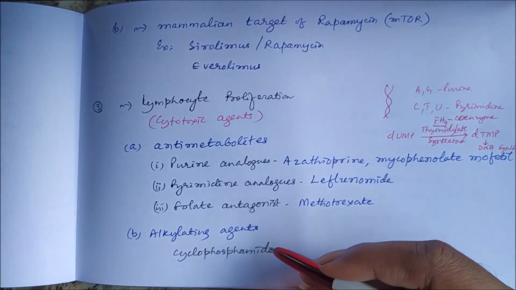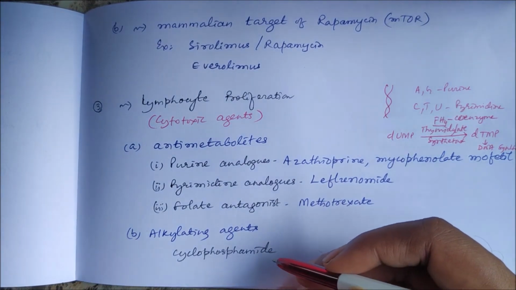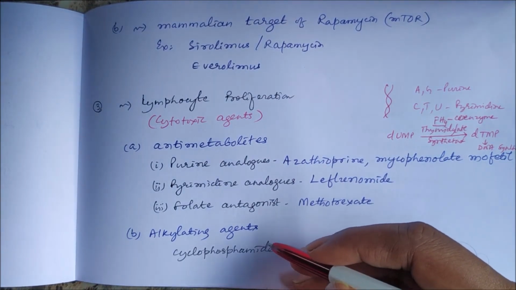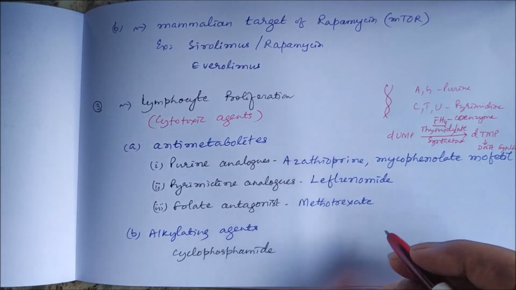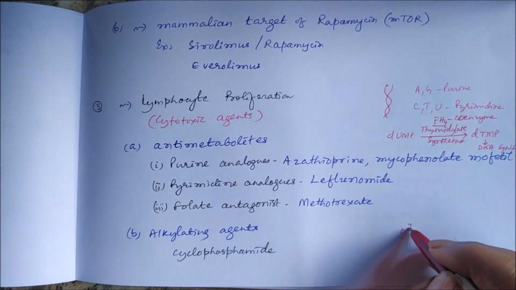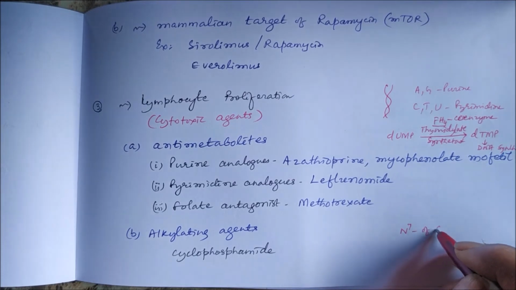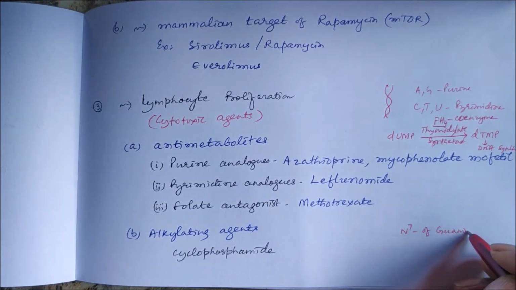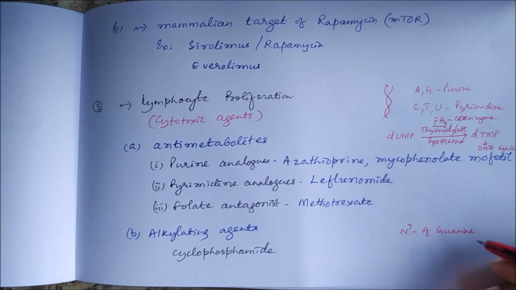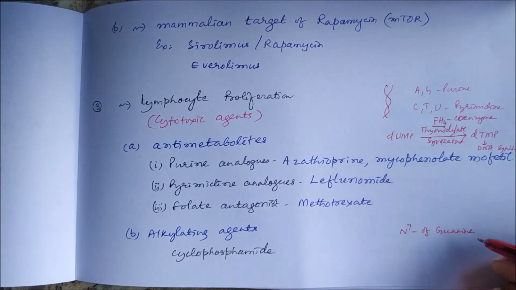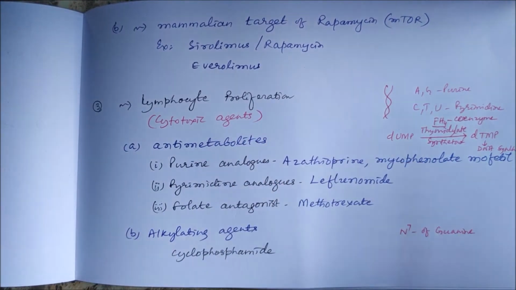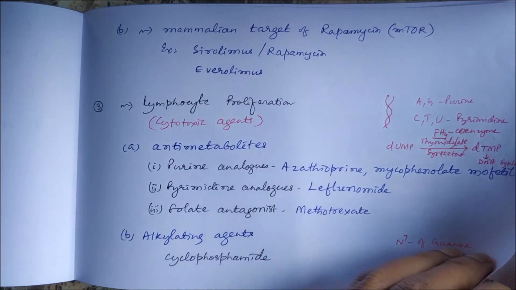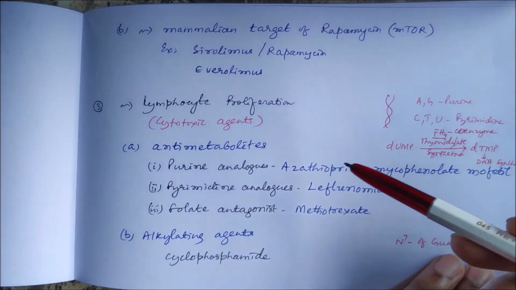Similarly, the alkylating agents also inhibit the DNA synthesis by alkylating the guanine base. N7 of guanine is alkylated. So there will be interstrand and intrastrand cross-linking, and that will also cause apoptosis, and there will be cytotoxicity. So in this way, these drugs can also act as immunosuppressants.